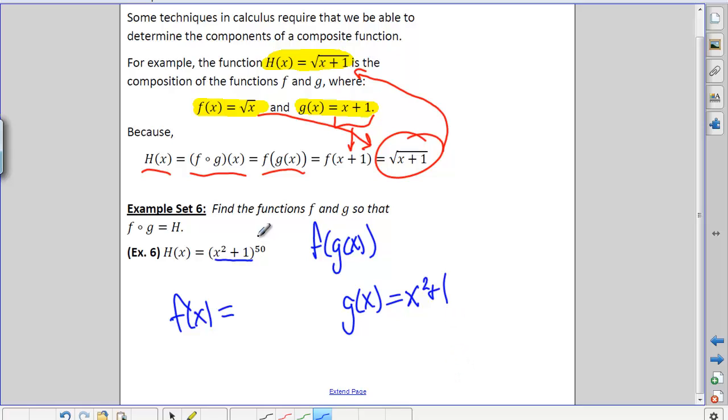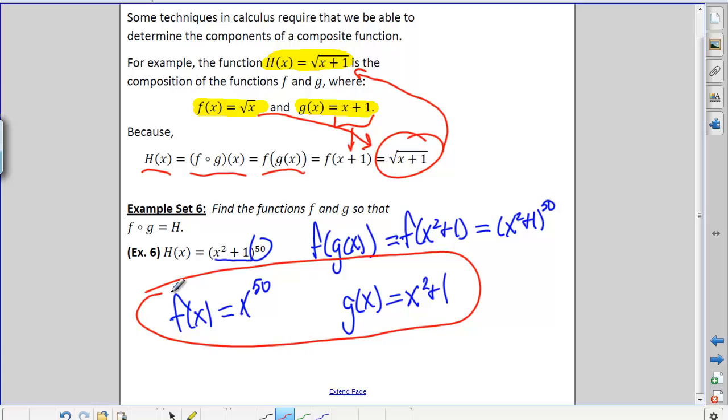And then the outside piece is that whole thing being raised to the 50th power, and so we write that as x to the 50th. So now if we do f of g of x here, that would be f of x squared plus 1, which would be x squared plus 1 to the 50th, right? And sure enough, that's what we started with. So those two components would be our answer.